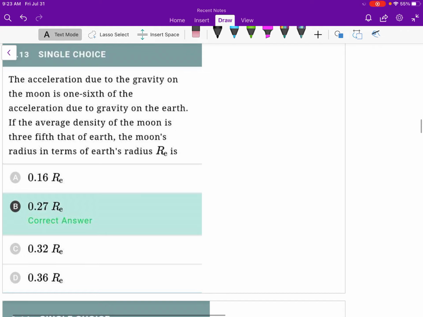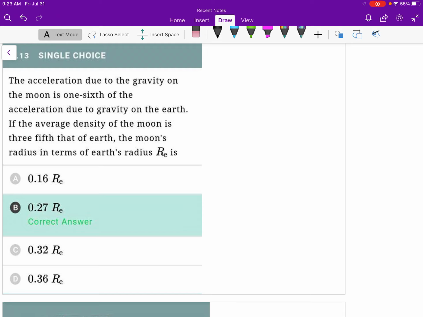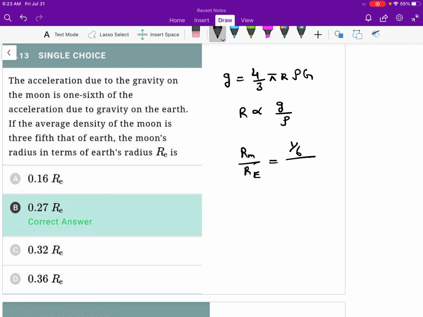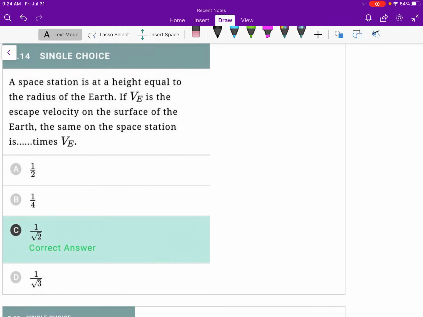The acceleration of gravity on the moon is 1/6 of the earth's, and the average density of the moon is 3/5 of the earth's. Find the moon's radius. So in terms of radius and density, small g is 4 by 3 pi R rho G. So capital R is proportional to g by rho. So R moon upon R earth is g, which is 1/6, and density is 3/5 of the earth's, so 3 by 5, so that is 5 by 18. So this should be 0.27 R_E.